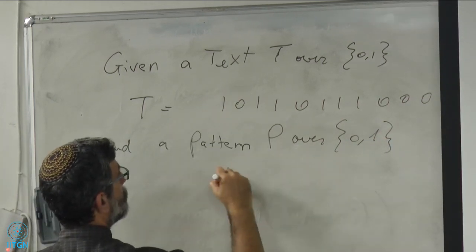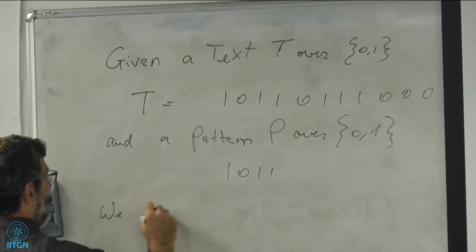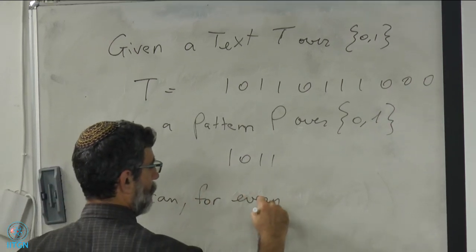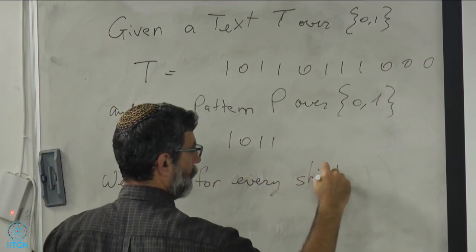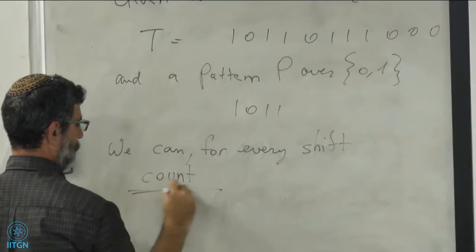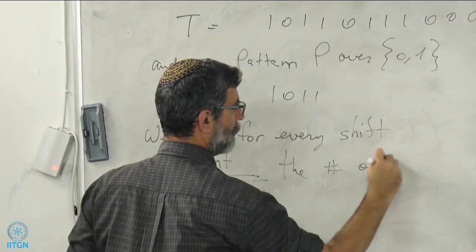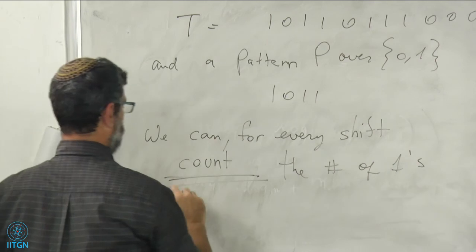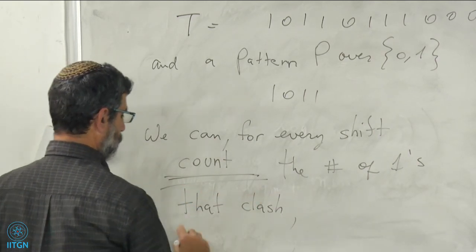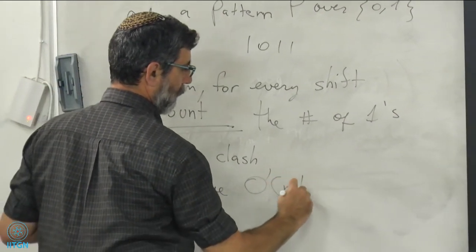Let's say this is the pattern. For every shift, we can count the number of ones that clash. And all this in time O of n log n.